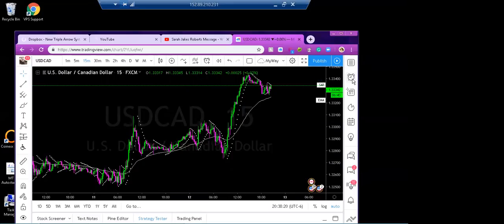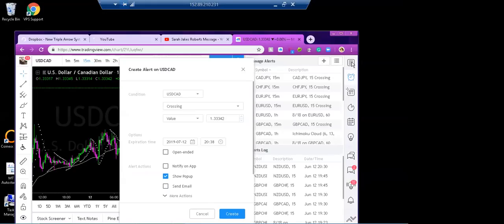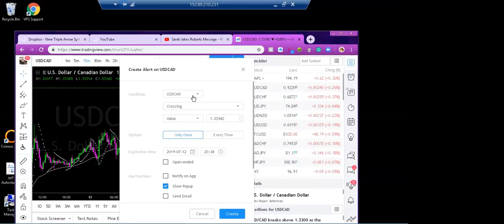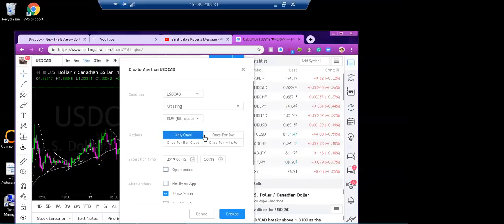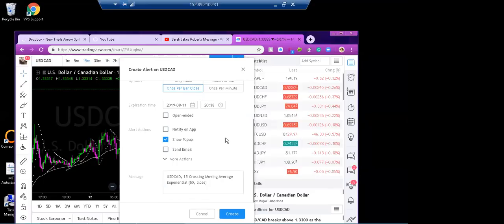So what you would do is go right here. Once you have an account, you can get a free account. You can make a new alert. Okay. So you would keep it on USD CAD. You want a crossing of the 50 EMA. I do it once per bar close, so it's not going to tell me just because it moves on there. It's going to tell me once it closes. And then I stretch out the time to the max, which is usually like, I don't know how many weeks, but there we go. And you can label this whatever you want.